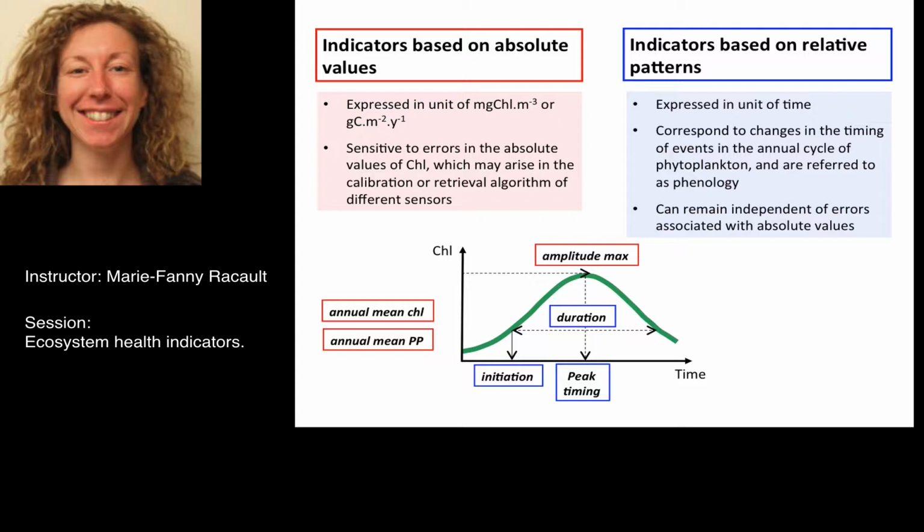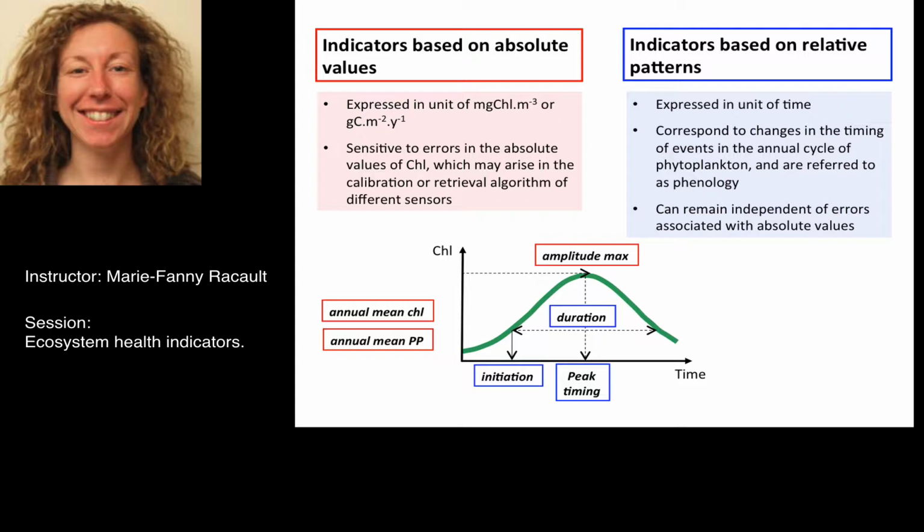Maybe in some region, depending on the algorithm that you are using, you might be slightly overestimating or underestimating the chlorophyll. But because we are looking at timing of events, which will generally be based on a relative threshold, you're not so bound by these errors in the absolute values of chlorophyll. So it's just a way to look at those indicators. So I'll go on with phytoplankton phenology.